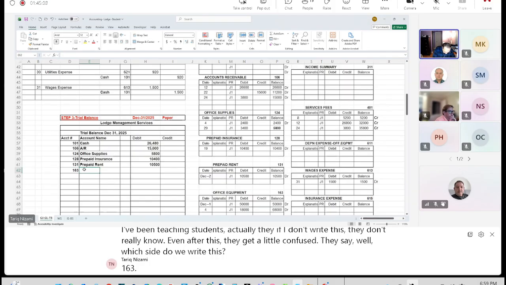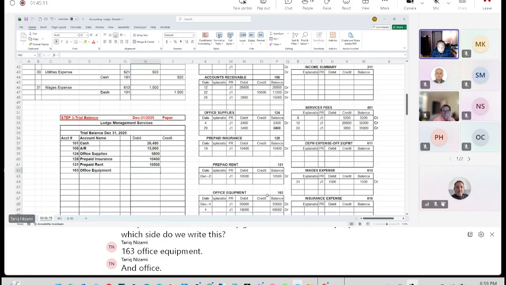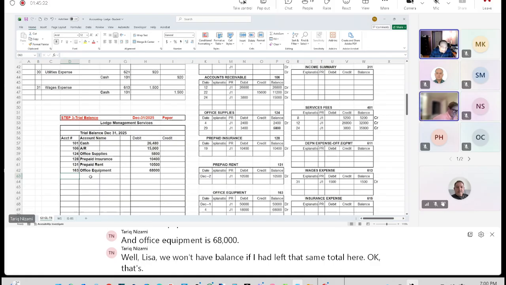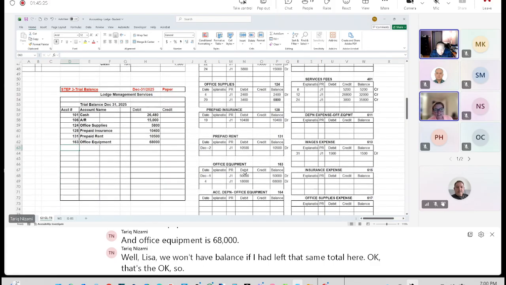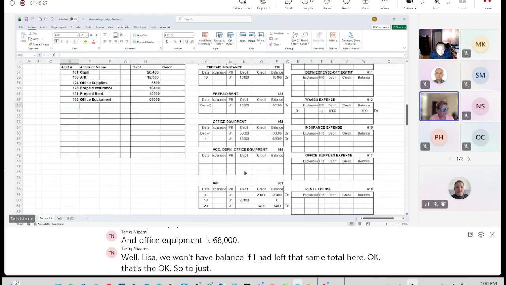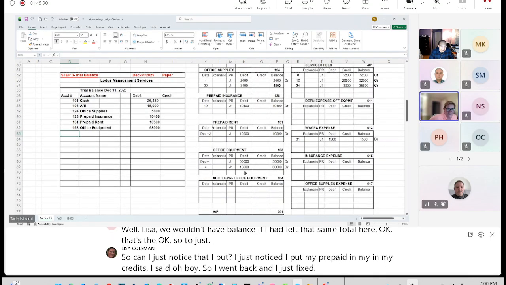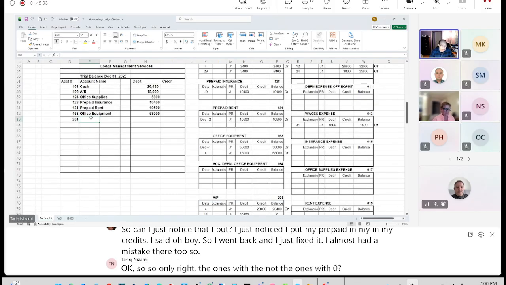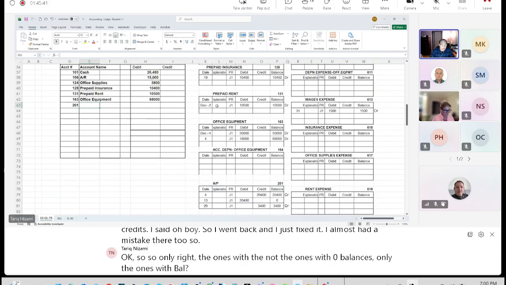163, office equipment. And office equipment is 68,000. Well, Lisa, we wouldn't have balance if I had left that same total here, okay? That's okay. Okay, I just noticed I put my prepaid in my credit. I said, oh boy, so I went back and I just fixed it. I almost had a mistake there too. Okay. So only write the ones with balances, not the ones with zero balances, so that you don't have to be confused about it.